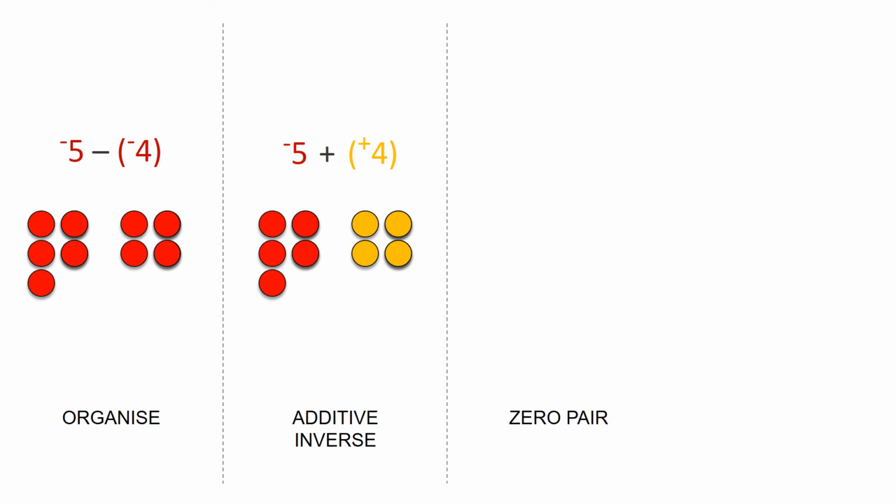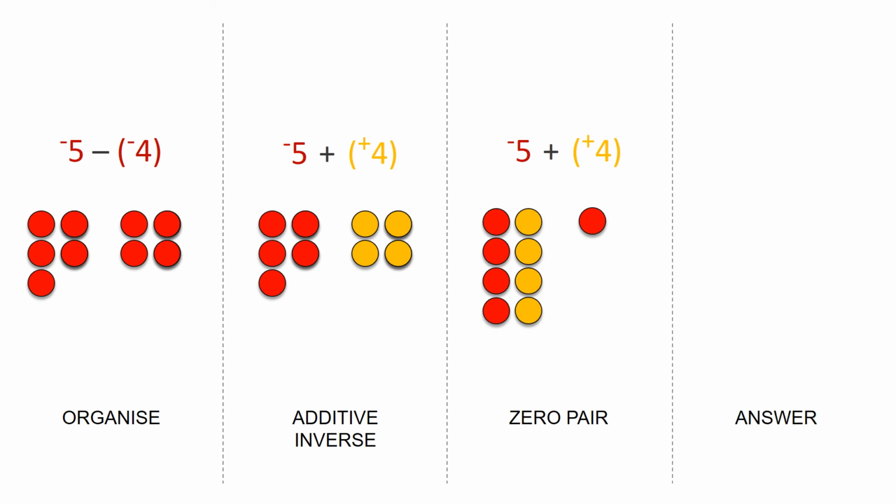So the next part is we 0 pair, or we look for those 0 pairs. And again, with the pupils having these physical counters in front of them, we can literally reorganise them, which is really useful for lots of young people who can't quite see the maths, if you understand what I mean. And then, of course, we need to simplify and get the answer. So the answer there would be -1.